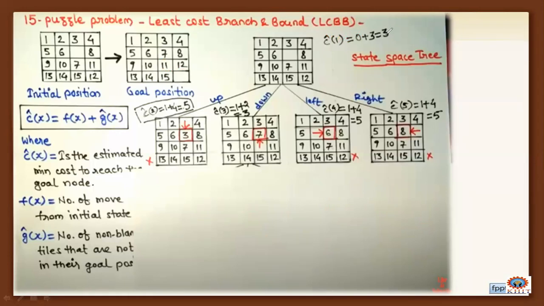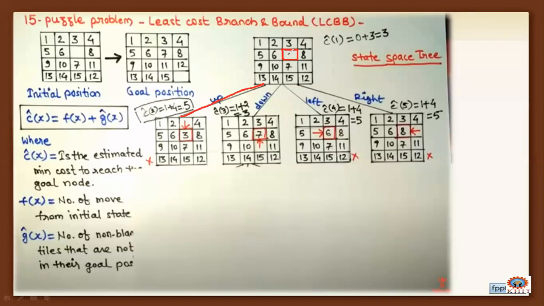Now in the first iteration, I need to construct the child nodes for this one. Here I need to move the position in 4 ways: either upside, downside, left side, or right side. Now if I move the position upside, we will see how changes will be made from the initial position of the matrix.